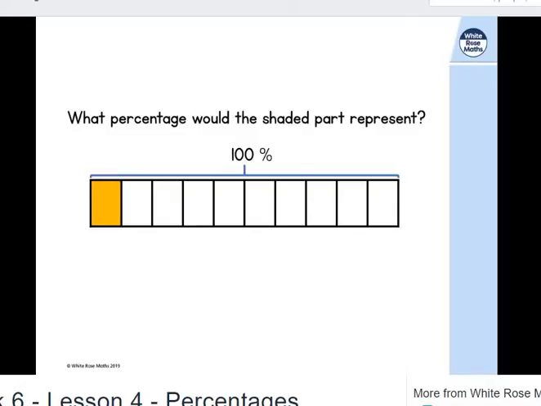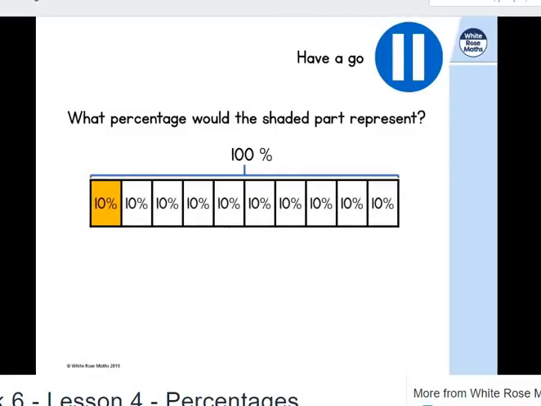Okay. We've got a bar model here. The whole represents 100%. Pause the video. What percentage would the shaded part represent? The shaded part will represent 10%. We know this because if I've got 10% and I've got 10 lots of 10%, that would get me back to 100% of the whole. So we can think about 10% being equivalent to 1/10.